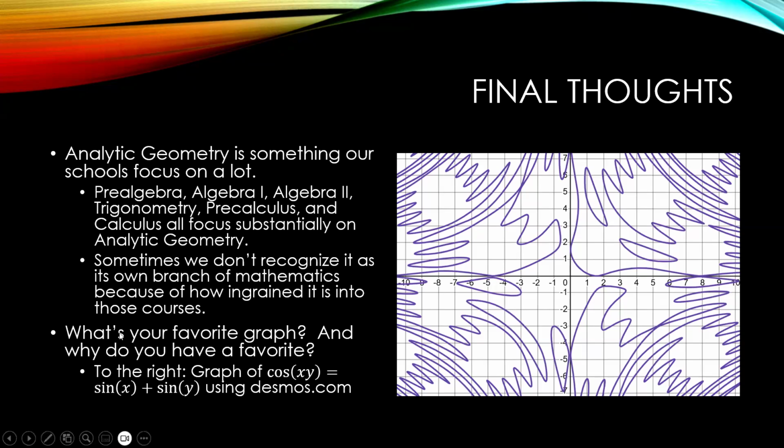And so I leave you with this. What's your favorite graph? And why do you have a favorite? There's so many different types of graphs. Why have a favorite? To the right, a graph of cosine of xy is equal to sine of x plus sine of y using Desmos. Desmos.com is an amazing graphing tool, and it's free. I would highly recommend you go and play with it a bit. See if you can figure out how to graph something like this using Desmos.